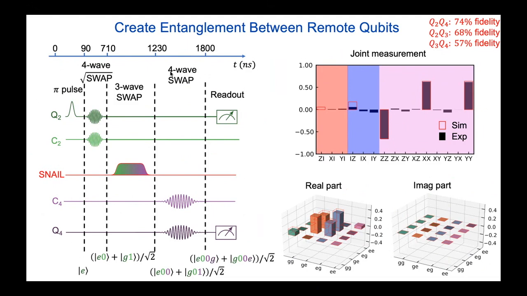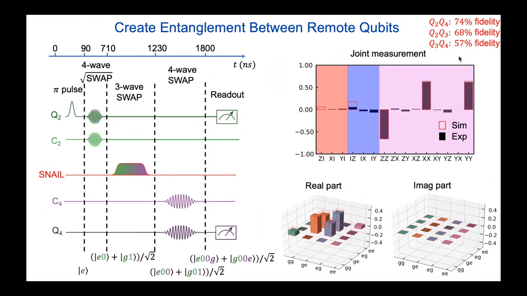For example, here, we first prepare the qubit in the excited state, and a first root swap will entangle Q2 and C2. And then another swap will bring the C2 to the C4. And in the end, another QC swap will bring the entanglement between two qubits. So we can also do the tomography on the two qubits to get the density matrix of the Bell state. And as you can see from the top right here, the two best qubits, we can get around 74% fidelity of the Bell state. And even the worst two, we can still get a 57% fidelity, which is already above the classical limits.